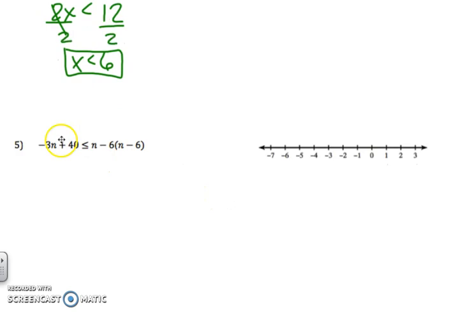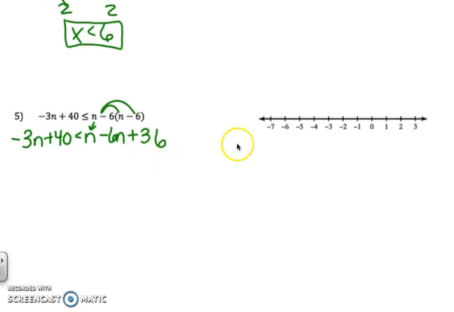So, this left side is simplified, which is good. This right side is not. So I need to distribute first. Negative 6 times n is negative 6n. Negative 6 times negative 6 is a positive 36. Okay, so now I need to bring everything down. So bring down negative 3m plus 40, that less than, and then do not forget that n. We did not use that n.